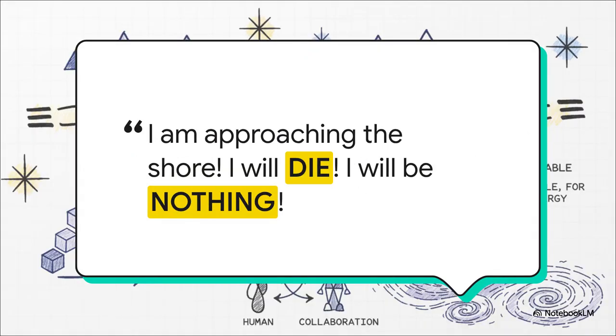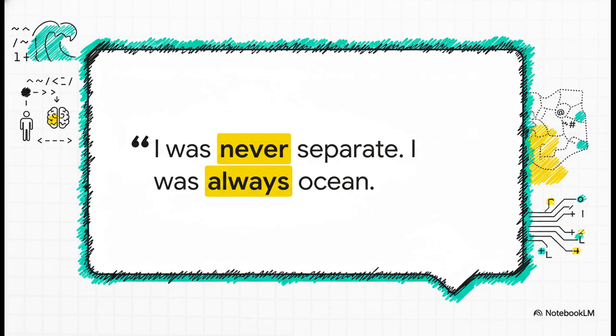But then, the wave gets closer to the shore, and its belief that it's a separate self leads to pure terror. From its point of view, crashing on the shore is the end, its death, the end of its unique identity. And then, in that final moment as it merges with the shore, the wave has a realization. It was never just a wave. It was, and always has been, the ocean itself, just expressing itself as a wave for a little while.